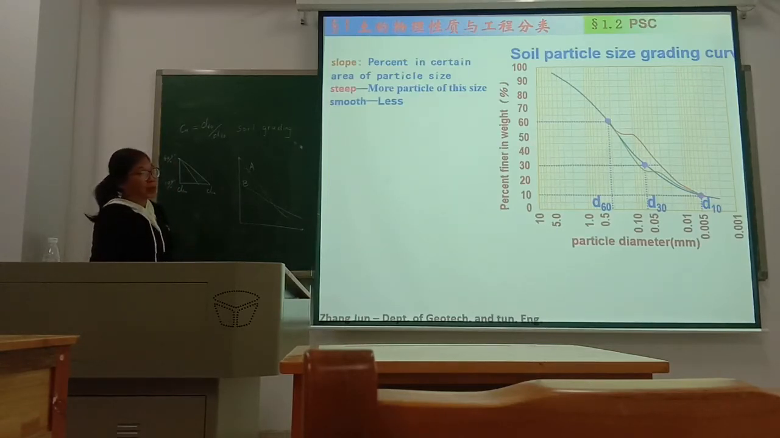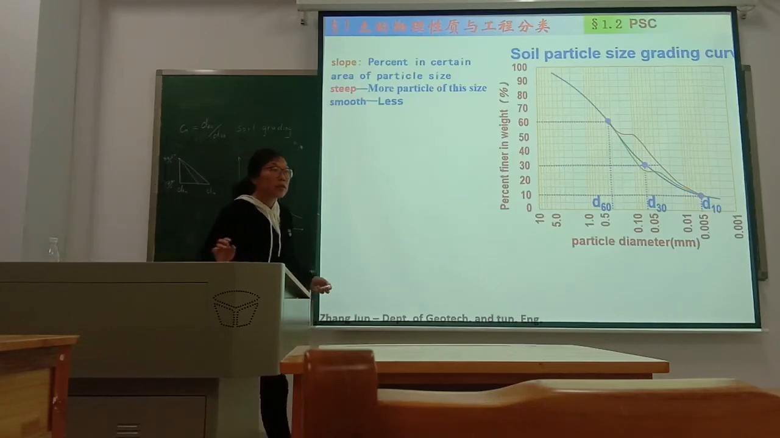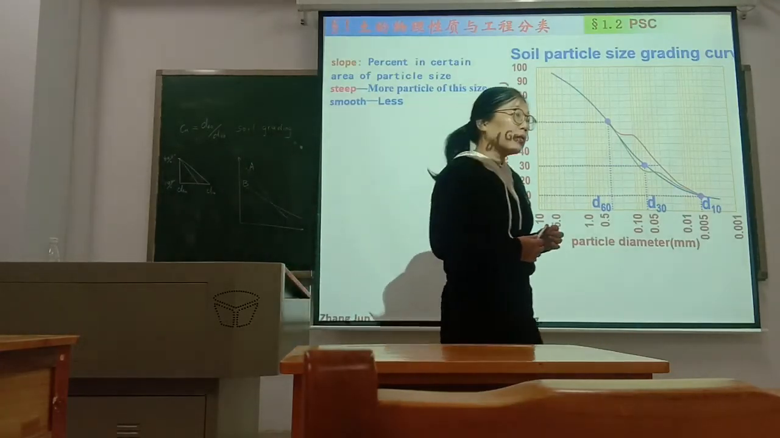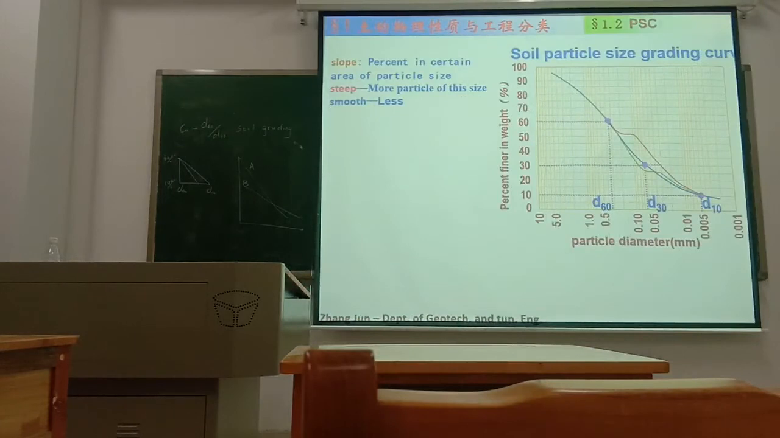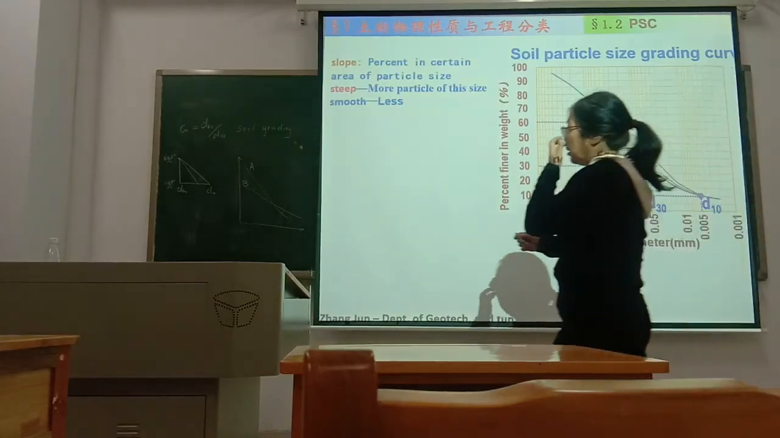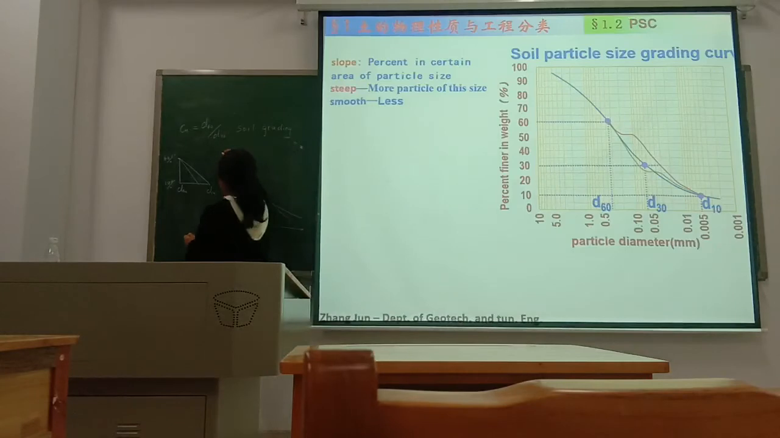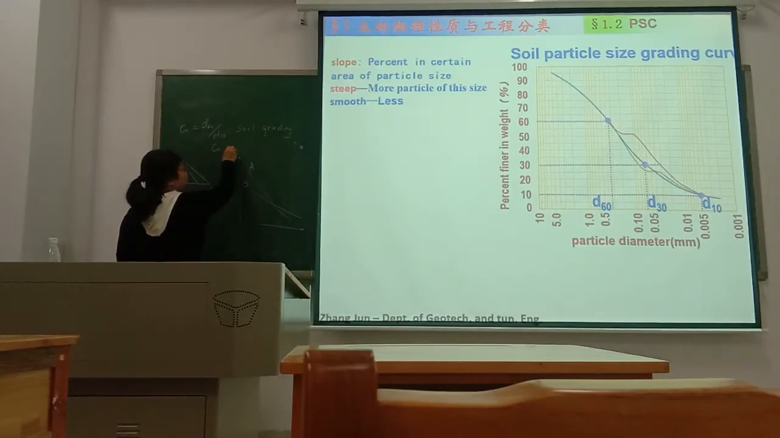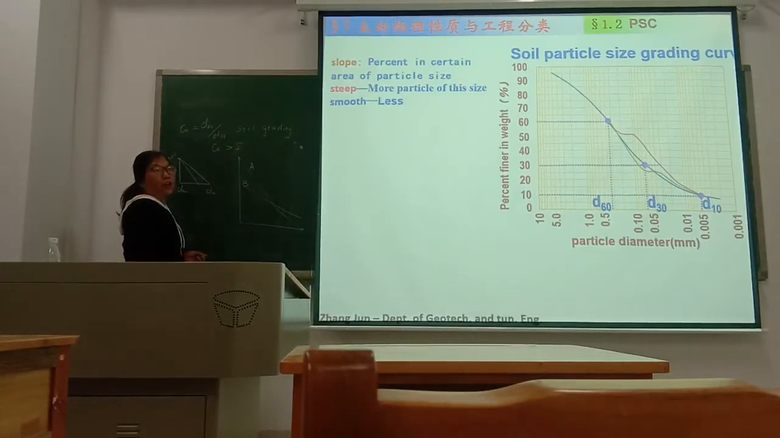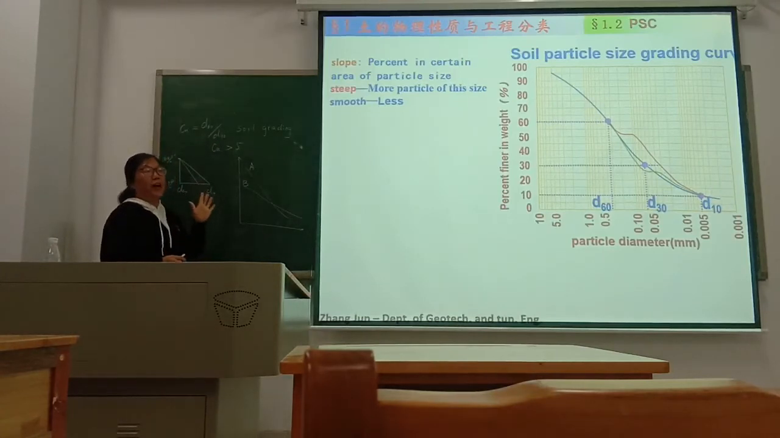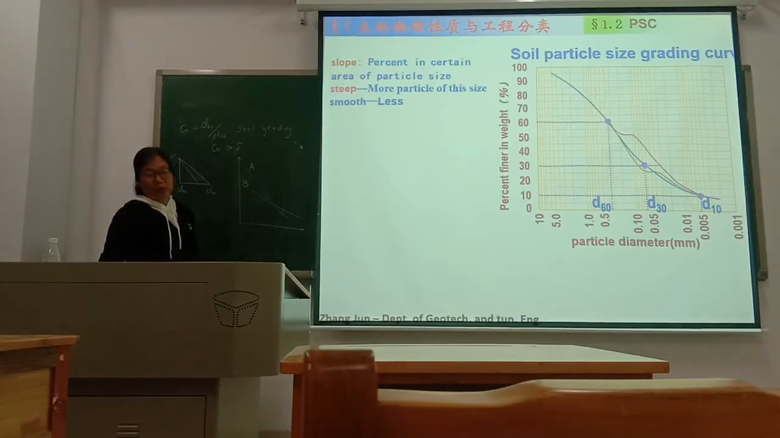Okay? Actually, what is the standard of Cu? The standard of the coefficient Cu must be more than which value? Oh, yes. Cu more than 5. Yes, more than 5, maybe good gradation. Okay, maybe the soil has good gradation.